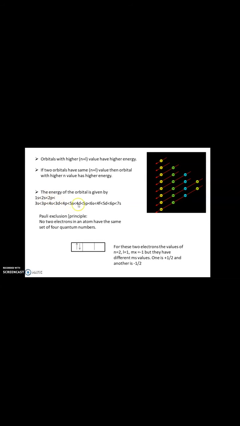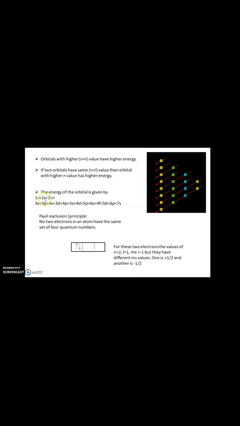Otherwise, all the orbitals will have this energy order according to the rule n plus L. So orbitals with higher n plus L value will have the higher energy. I am giving you an example like 4p and 5s. For 4p, n equals 4, L equals 1. So total n plus L value will be 5. For 5s, n plus L equals 5. But since for 5s, n equals 5, higher n value, 5s will have a higher energy.